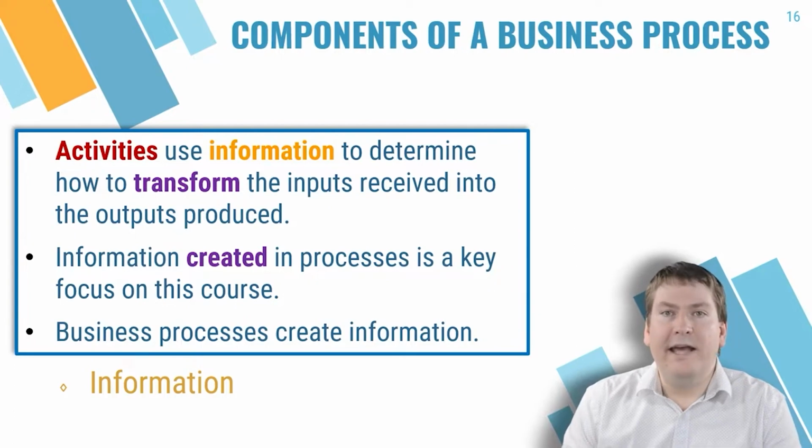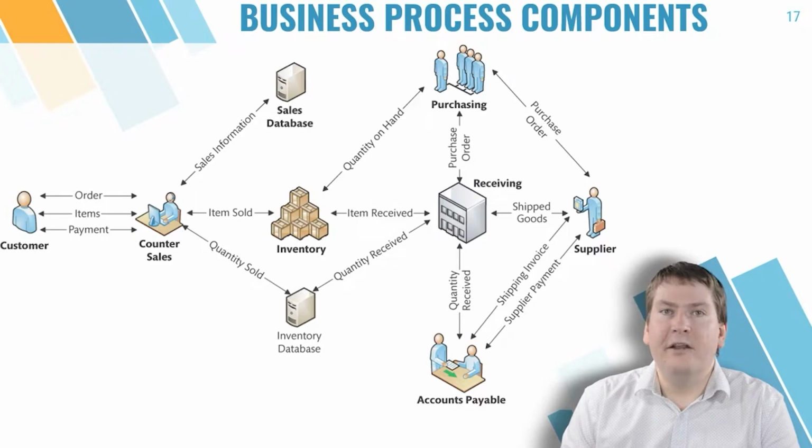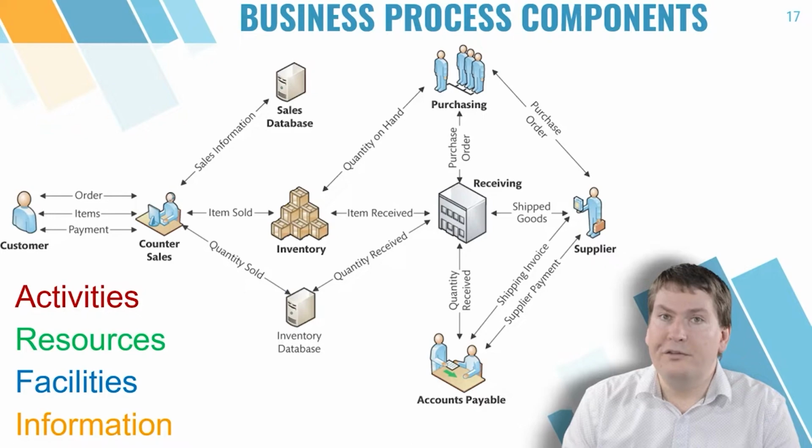And before we get into that, let's do a quick exercise. Here again is the diagram for our inventory management example. I'd like you to take a moment to look at this diagram and try to divide it into the four basic components of activities, resources, facilities, and information based on the definitions we just discussed. I'll put up a timer, but as always, feel free to pause the video if you feel like you could use some more time.